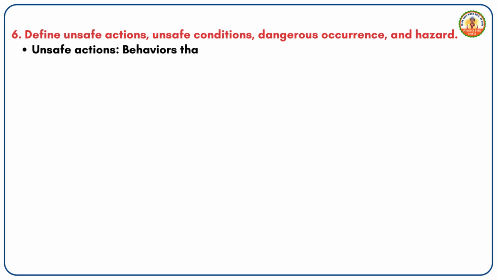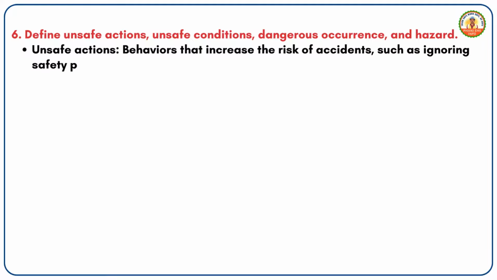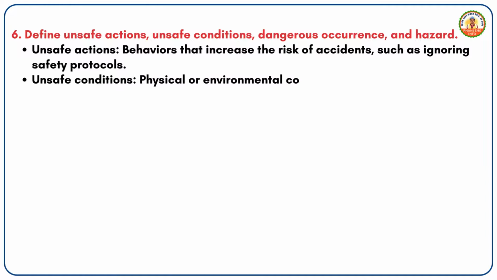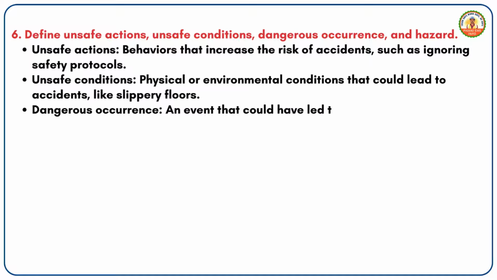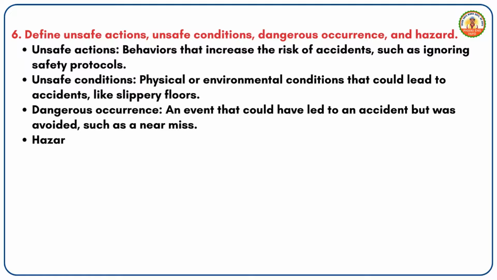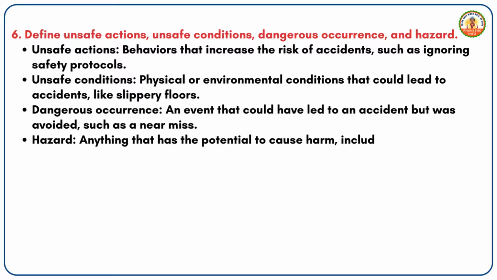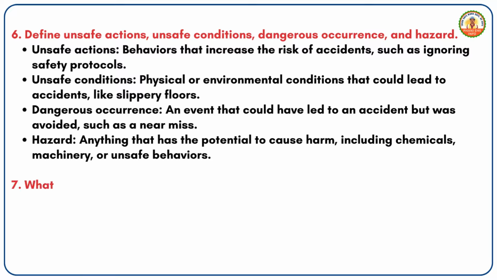Unsafe actions: behaviors that increase the risk of accidents, such as ignoring safety protocols. Unsafe conditions: physical or environmental conditions that could lead to accidents, like slippery floors. Dangerous occurrence: an event that could have led to an accident but was avoided, such as a near miss. Hazard: anything that has the potential to cause harm, including chemicals, machinery, or unsafe behaviors.